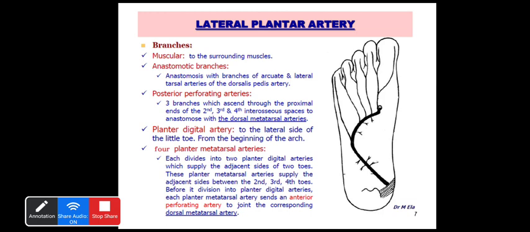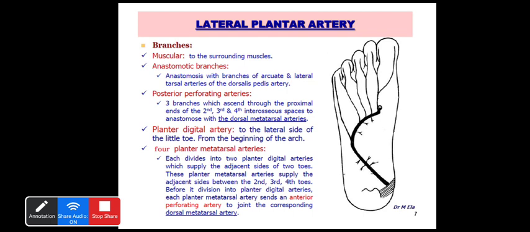The branches from the lateral plantar artery supply the surrounding muscles, and it also gives anastomotic branches with the arcuate and lateral dorsal arteries of the dorsalis pedis. These branches anastomose with the arcuate artery, which is branched from the dorsalis pedis in the dorsum of the foot, and also with the lateral dorsal, not the medial dorsal. I hope it is clear that the dorsalis pedis is the continuation of the anterior tibial artery.